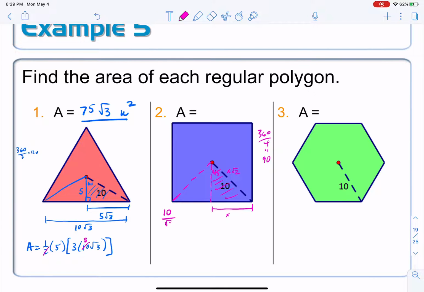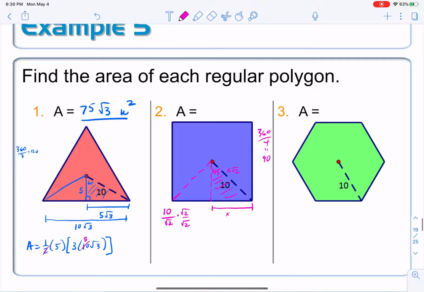So divided by the square root of 2, but then, you know, we don't like to leave square roots on the bottom, so we're going to rationalize it by multiplying by the square root of 2 over the square root of 2. Multiplying straight across, I get 10 times the square root of 2. And on the bottom, square root of 2 times square root of 2 is just 2, so the 10 and the 2 can cancel and give me 5 square root of 2. So that's how big this piece is down here, 5 square root of 2.